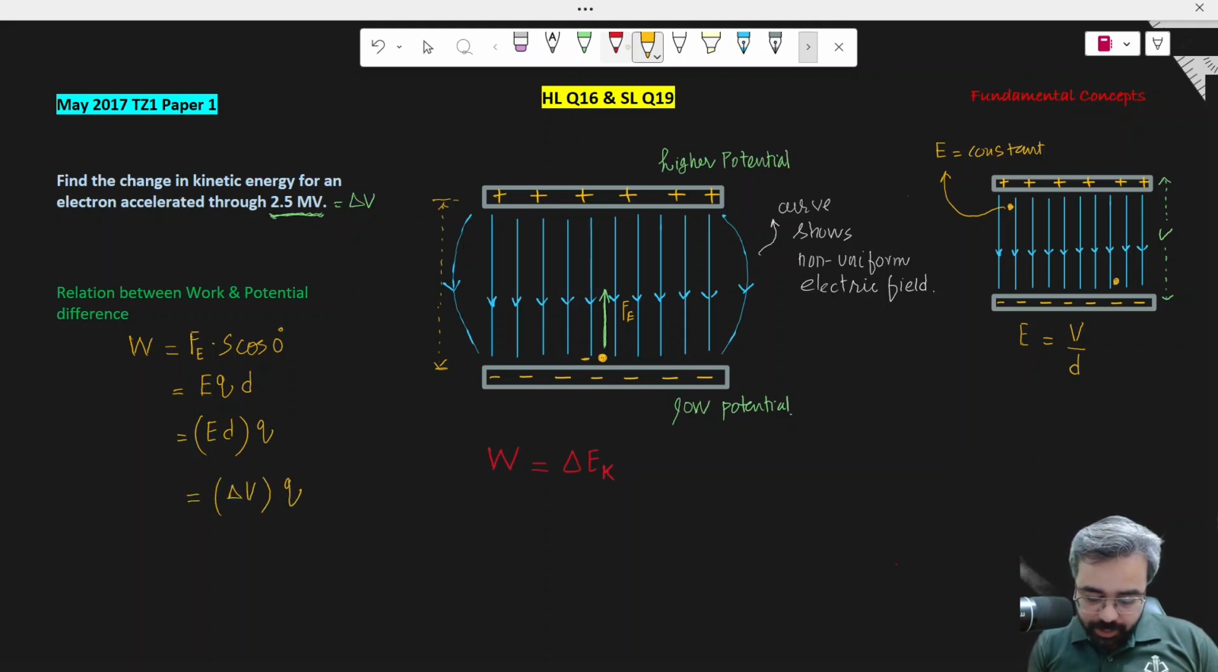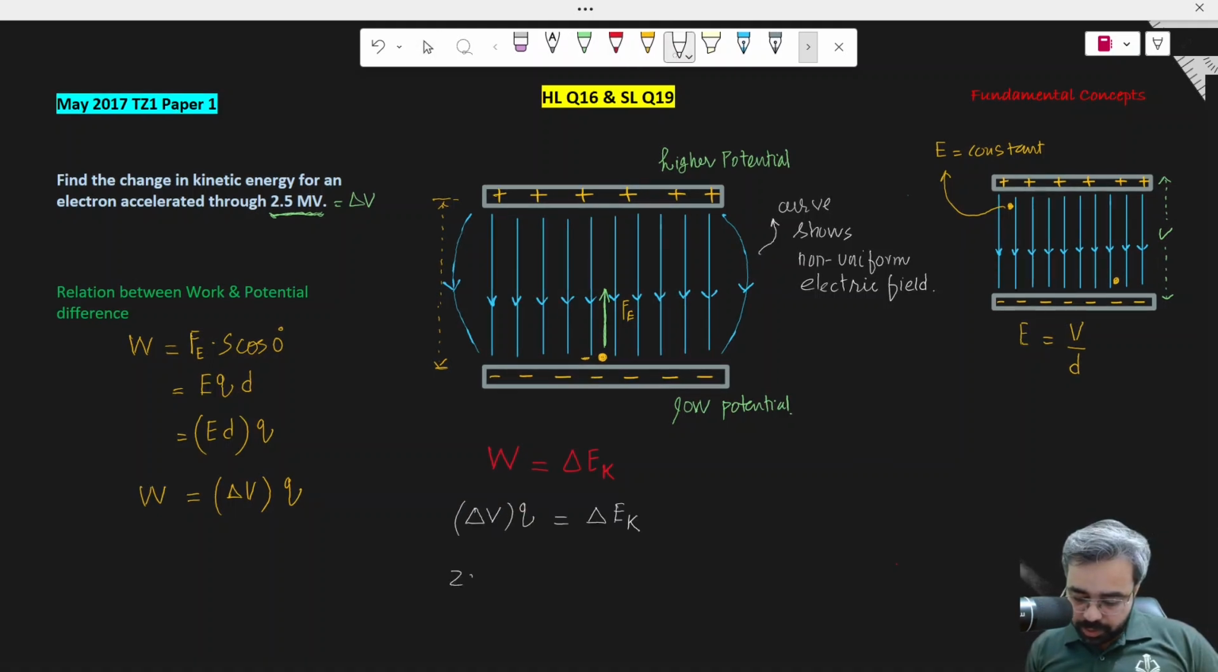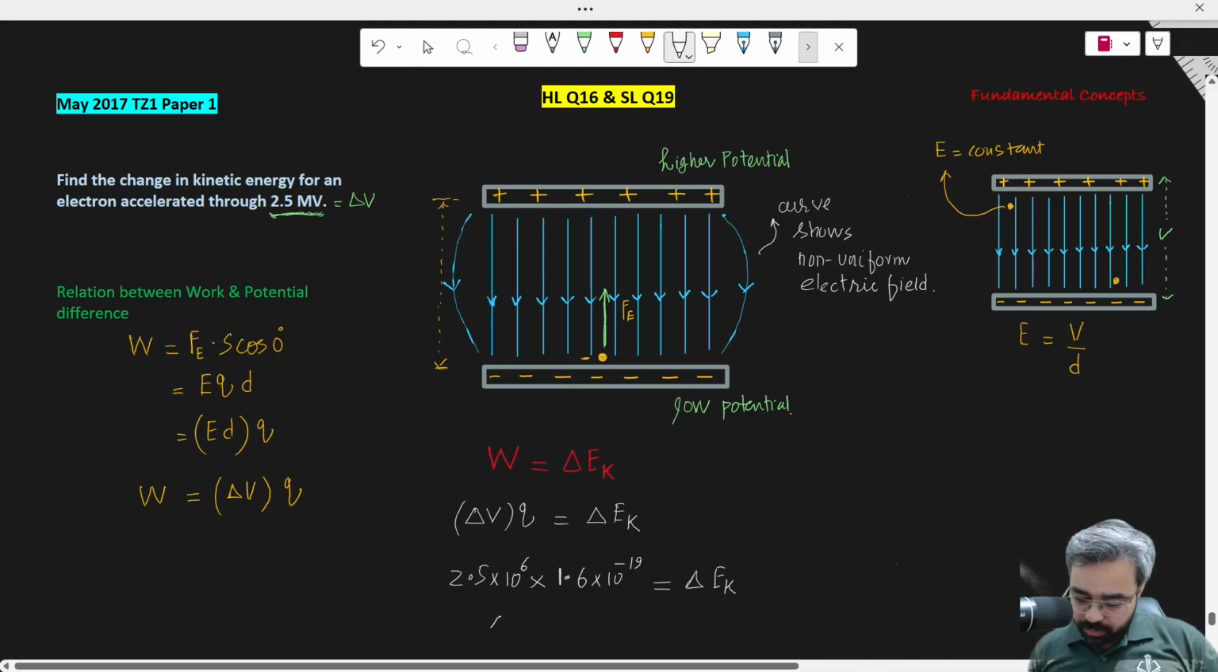So it means that the work done in that region is always equal to the potential difference times the charge. So we are going to use exactly this here. So it is 2.5 multiplied by 10 to the power 6 times 1.6 times 10 to the power negative 19 is equal to the change in kinetic energy, and that will be 4 multiplied by 10 to the power negative 13 joules.